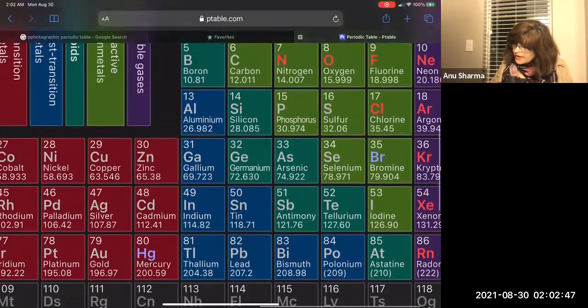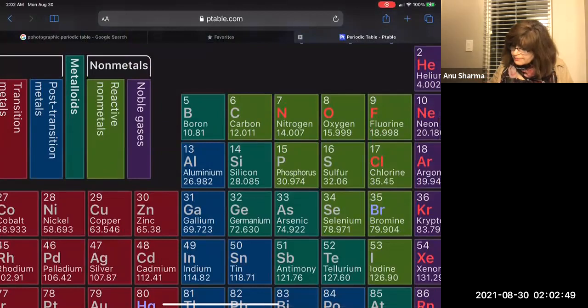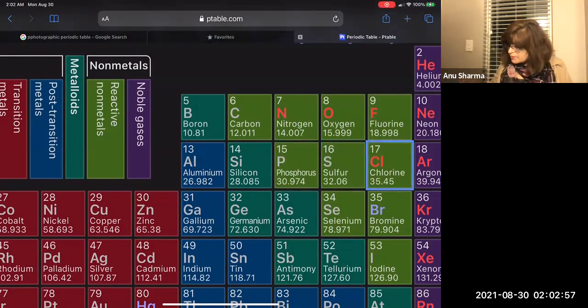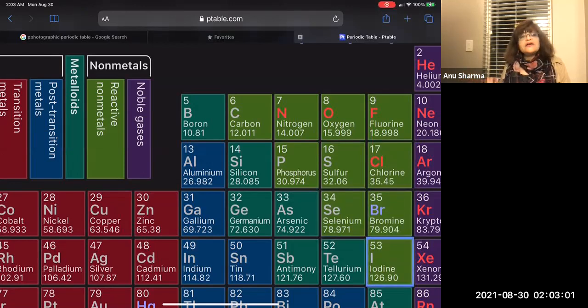Okay, now non-metals are carbon, nitrogen, oxygen, fluorine, phosphorus, sulfur, chlorine, bromine, selenium, and iodine. These are non-metals. These non-metals are very reactive. Okay, they react with pretty much all the metals.